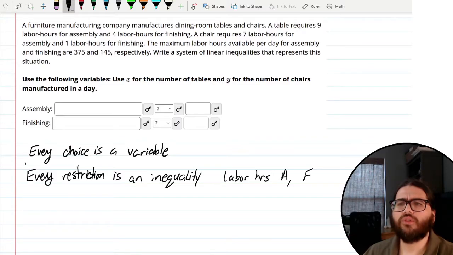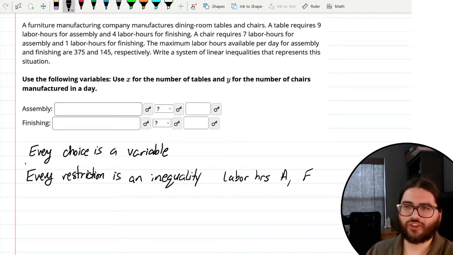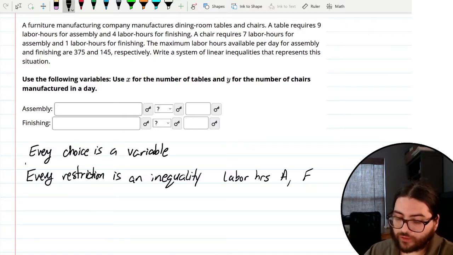And the number of dining room tables and the number of dining room chairs, it looks like I get to choose those things. Right? And based on the choices that I make, that tells me how many labor hours I'm using. And so you see how the restrictions can sometimes be indirect restrictions. So I can't make 500 dining room tables, for example, because every dining room table requires 4 hours for finishing. So I would have to have 400 hours available, and I don't have that many hours available. And so it's an indirect restriction, but it's still a restriction. I am allowed to choose tables and chairs.